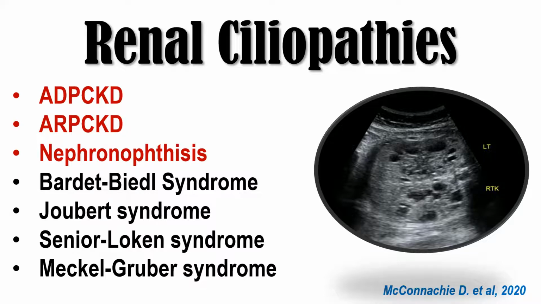Also, renal ciliopathy is a part of the syndromes shown here, like Bardet-Biedl syndrome, Joubert syndrome, Senior-Loken, and Meckel-Gruber. All of these have a kidney anomaly, producing even kidney failure, and usually present with cystic kidney diseases.